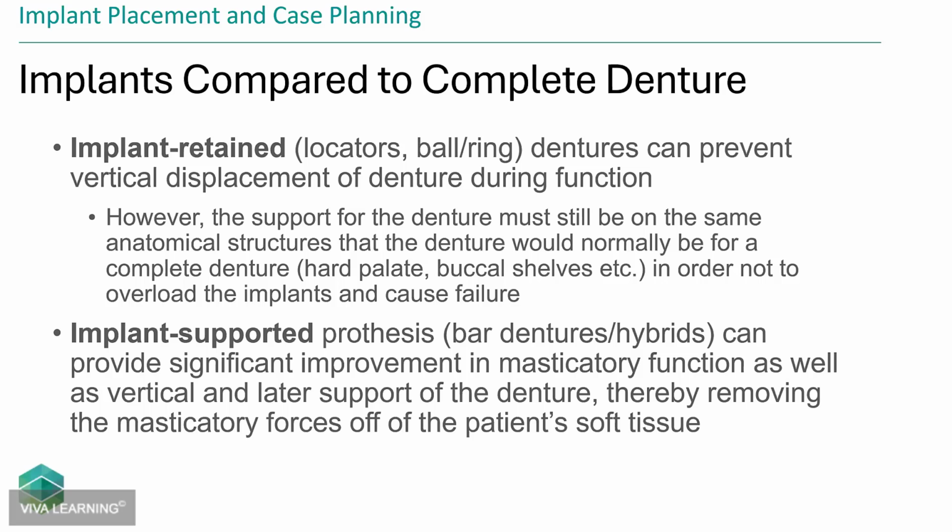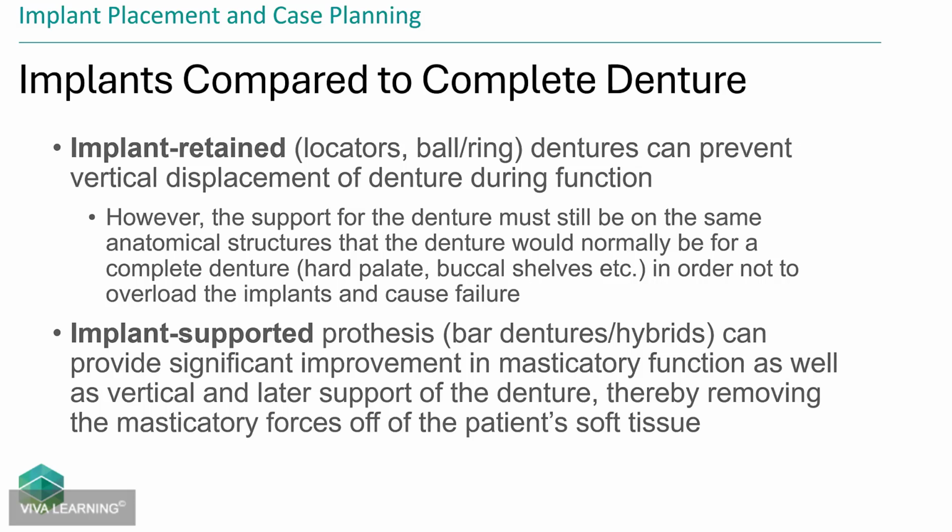Now we get into complete dentures. There are two types of alternatives to the complete denture. There's an implant retained denture. There's an implant supported denture. It's something I think is largely misunderstood by a lot of general practitioners, what the difference between those two things are.